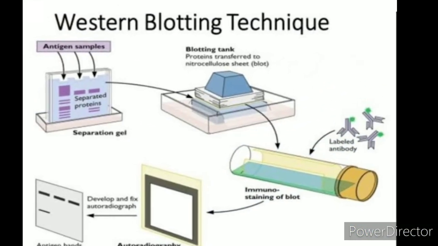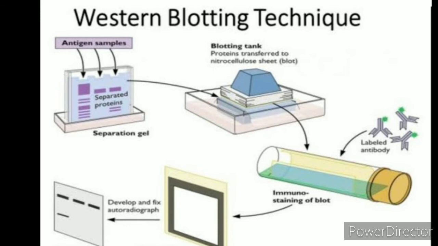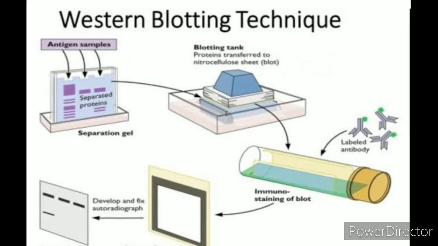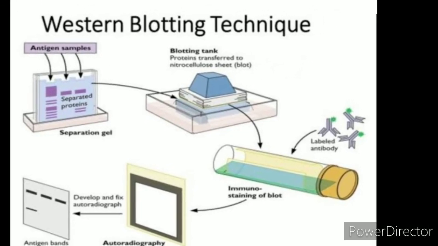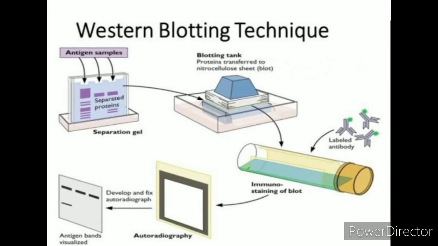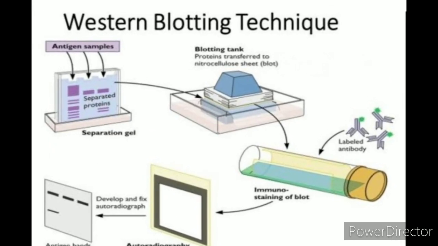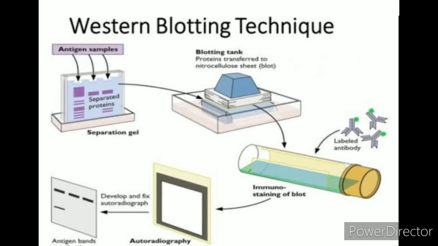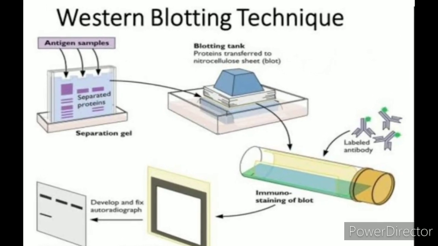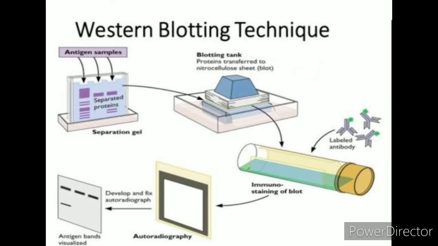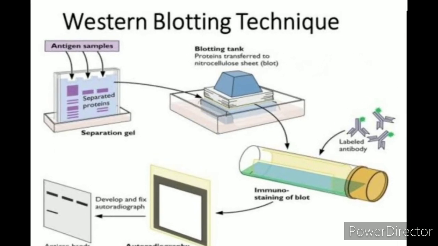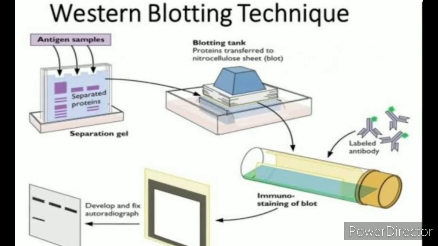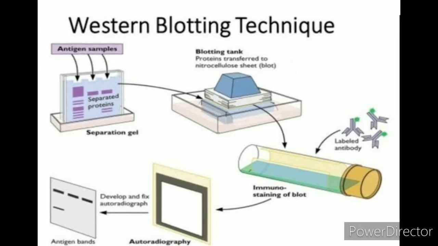Next is the Western blot. It refers to the electrophoretic transfer of proteins to blotting paper. Nitrocellulose filter paper can be used for the Western blot technique. A particular protein is then identified by probing the blot with a radio-labeled antibody which binds to the specific protein for which the antibody was prepared.